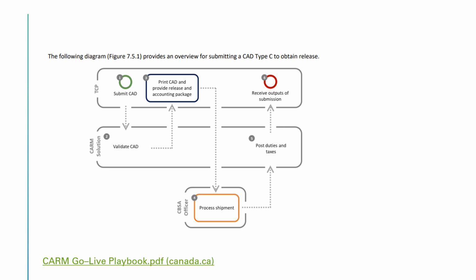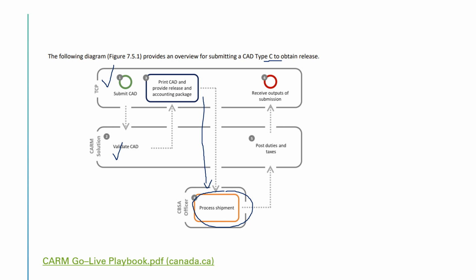This is the process for AB. For CAT, for C-type entries, it's a little bit different, because in this, it starts with the TCP submitting the CAT information. The CARM solution will validate it, but then the importer needs to print the form and provide all release and accounting package to a CBSA officer, who will, at the port of entry, process the shipment.